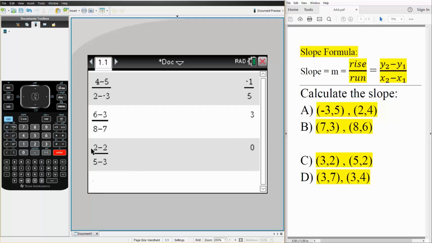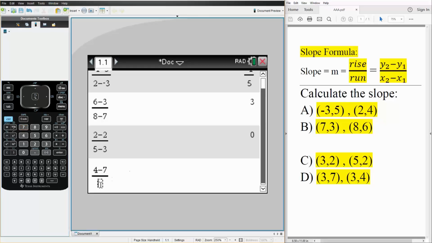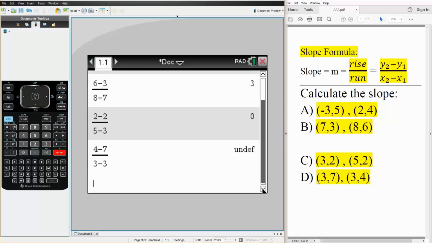The last one is this. So we do control division. We have 4 is our y2 minus 7 is our y1 divided by 3 minus 3. We hit enter, it says undefined. So it's an undefined slope because the denominator here is 0. That's how we can calculate slope using the TI-nSpire.